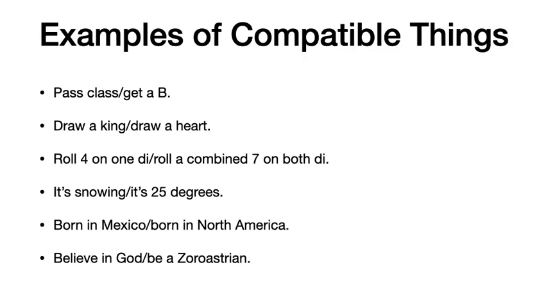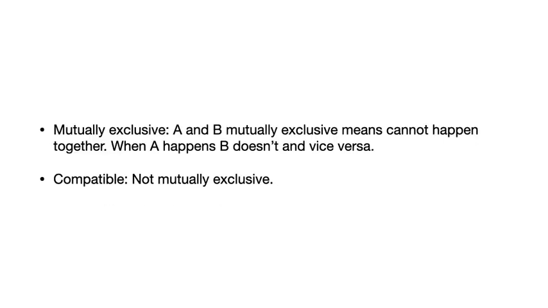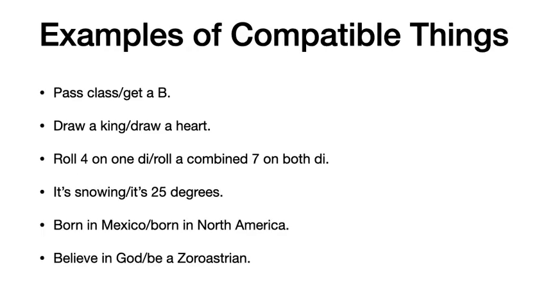All right, so we might talk about compatible things, right? And compatible just means not mutually exclusive. That's all compatible means. Compatible means two things can happen together. If we were drawing a Venn diagram, the circle is not black. The middle part is not blacked out.